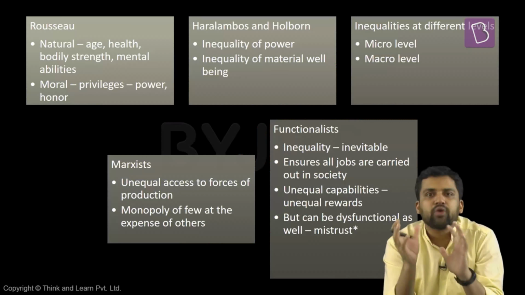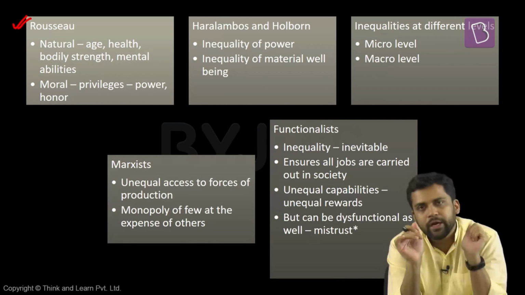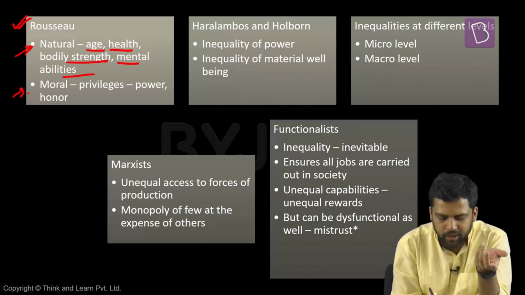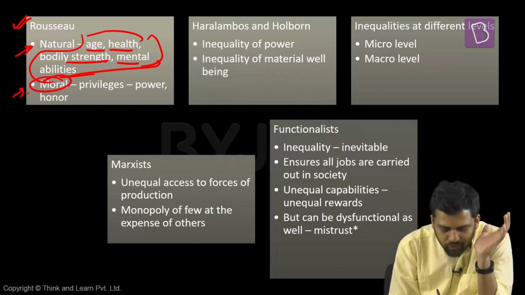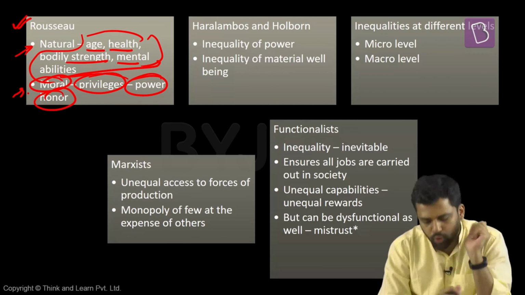Now, what are the different types of inequality? According to Rousseau, inequality can be divided into two types. One is natural inequality, physical inequality. Another is moral inequality. Natural inequality means inequality along the lines of age, health, bodily strength, mental abilities. These are all physical inequality. Moral inequality is inequality on the basis of privileges, on the basis of power or honor. So the inequality which is along these lines is referred to as moral inequality.